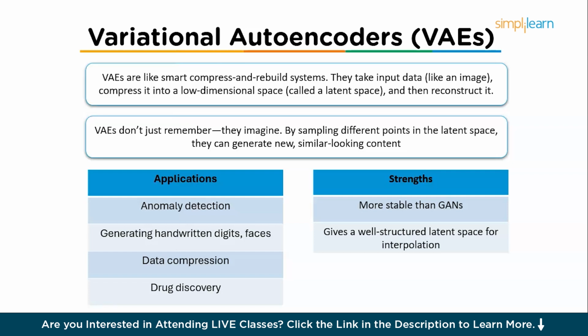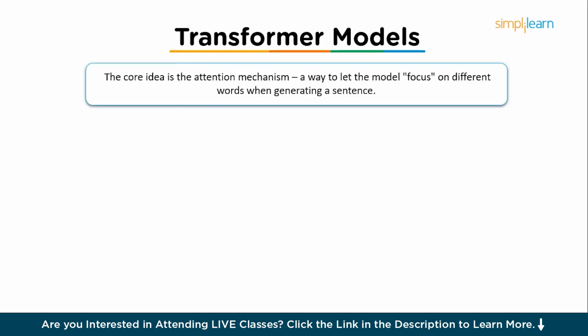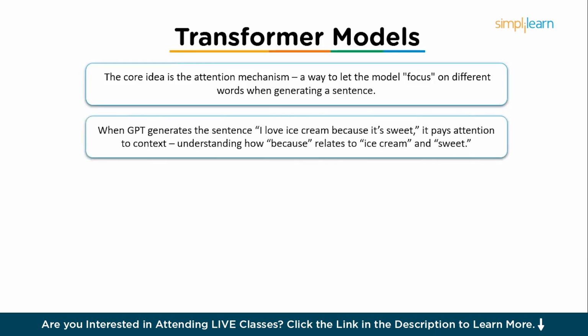So now moving on to the third model, we have transformer models, that is a master of sequences. So unlike the GANs or the VAEs, which focus more on images, transformers shine in handling sequences, especially text. The core idea is the attention mechanism, a way to let the model focus on different words when generating a sentence. So for example, when GPT generates a sentence, I like ice cream because it's sweet, it pays attention to the context, understanding how because relates to ice cream and sweet.